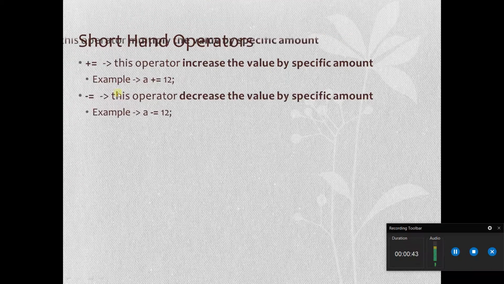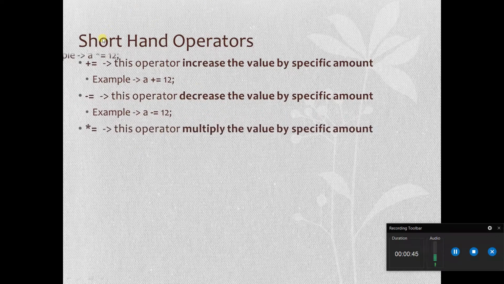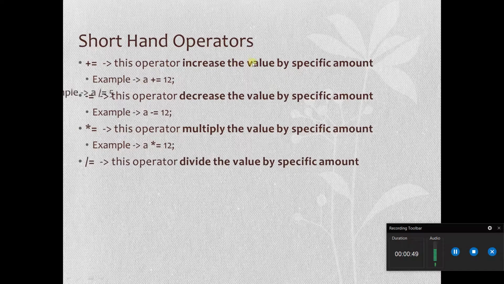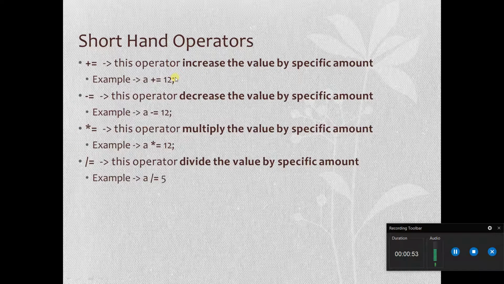So there are five types of shorthand operators, and first is plus equal to. This operator increases the value by a specific amount. Example, a plus equal to 12. Let's say the initial value of a is 10, then after performing this operation, the value of a becomes 10 plus 12, which is 22.